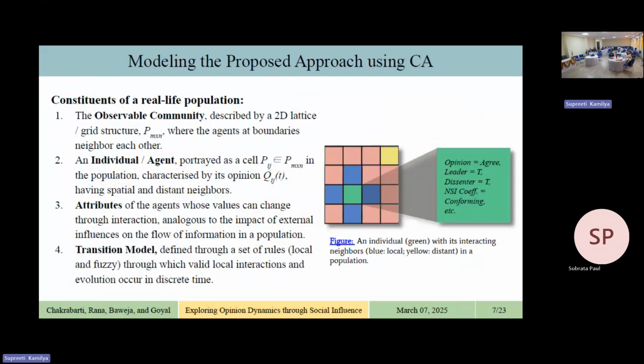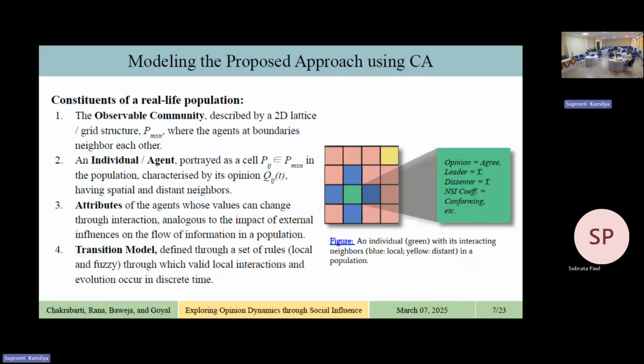Now, when we are modeling a population, we need to consider all the constituents of that population first. So how do we model it? First, we'll have to consider the observable region or the community or the population. We consider that to be a 2D grid. Next, we have the agents, which are the main individuals in that population. They are considered as the cells in the grid. And the basic state of the cell will be opinions.